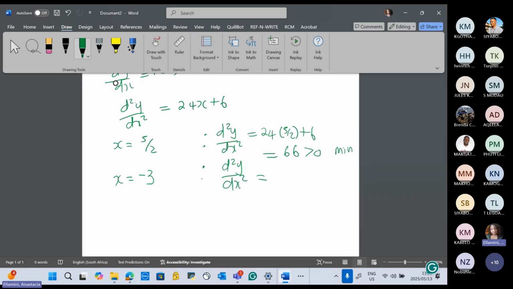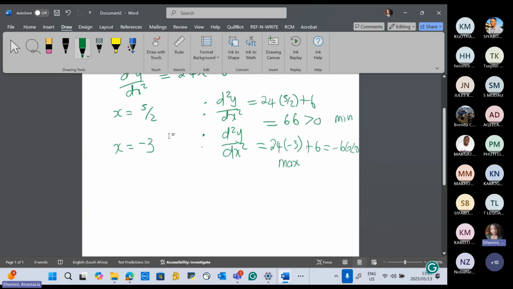I think I now know what I'm going to say to you. So it's 24 minus 3 plus 6 is equals to? It's 66. Minus 66, which is less than 0. This is where what? The maximum. Okay, thank you. Then step 3, what do we do?